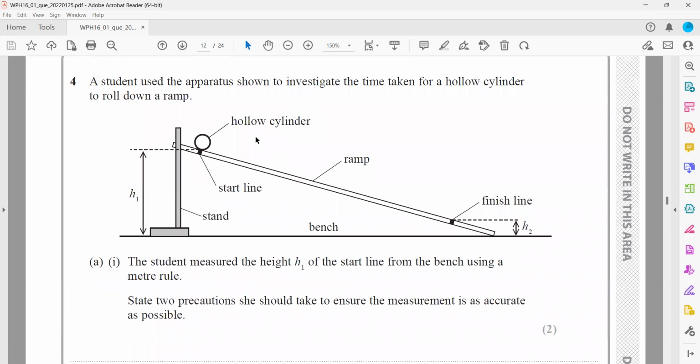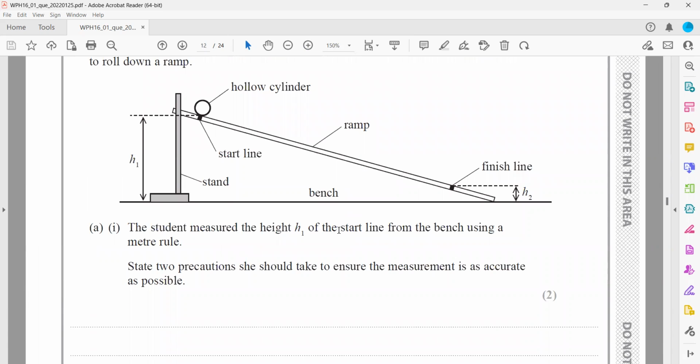In question 4, a student used the apparatus shown to investigate the time taken for a hollow cylinder to roll down a ramp. H1 and H2 are measured from the starting line. The student measured the height H1 of a start line from a bench using a meter rule. Two precautions you should take to ensure that the result is as accurate as possible.